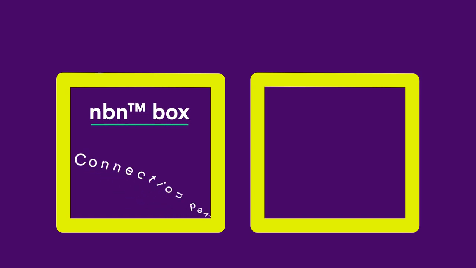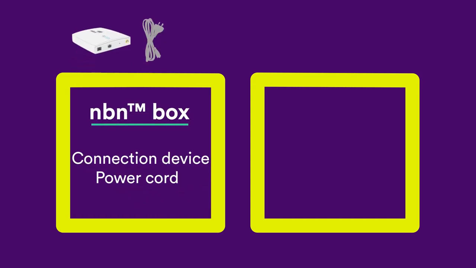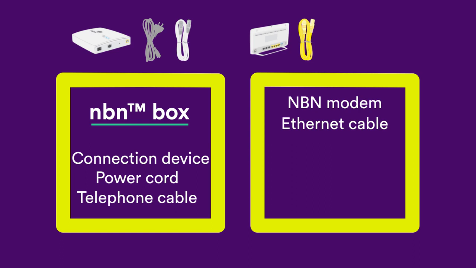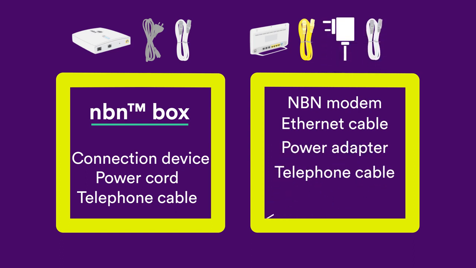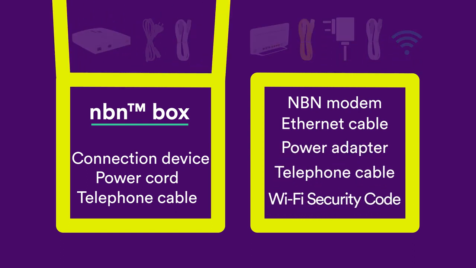Here is what you need to connect. Your NBN box contains the connection device, power cord, and telephone cable. Your second box contains your NBN modem, Ethernet cable, power adapter, phone cable, and Wi-Fi security code.